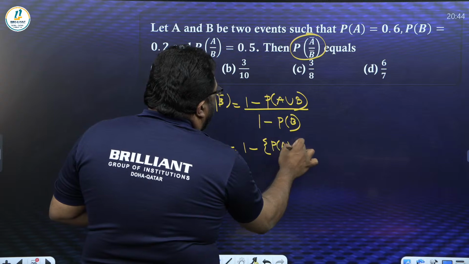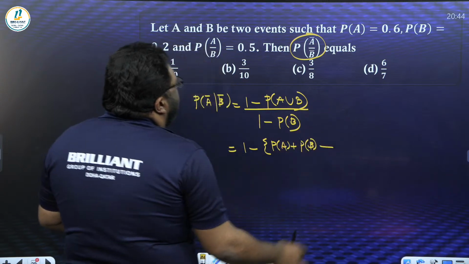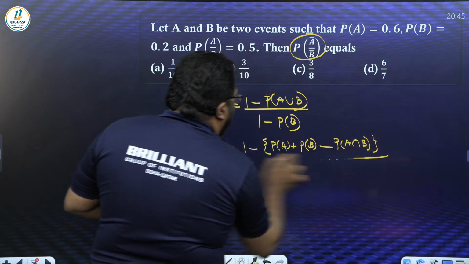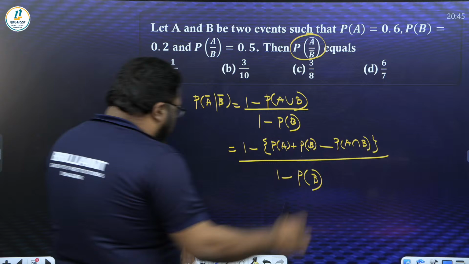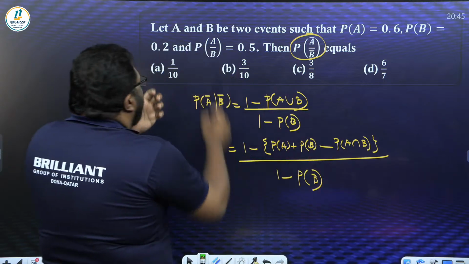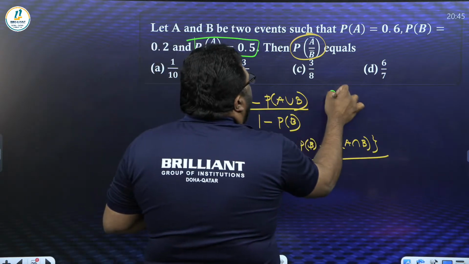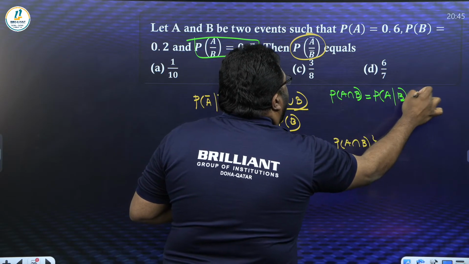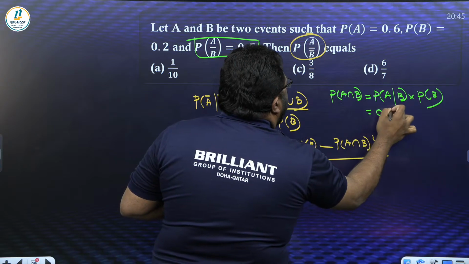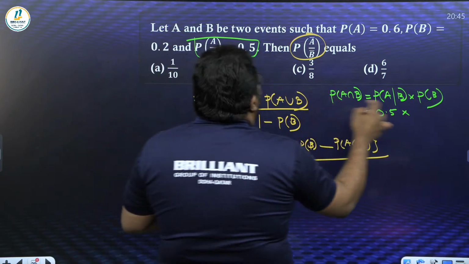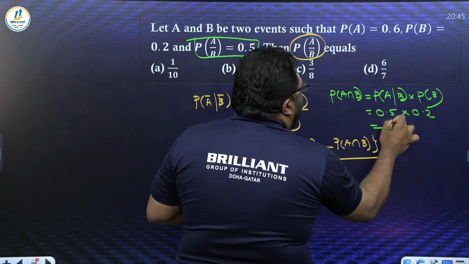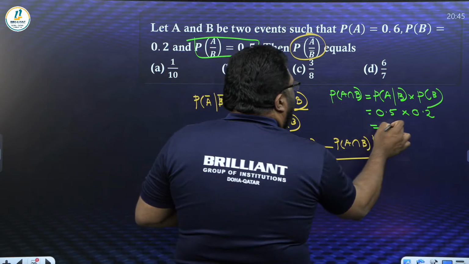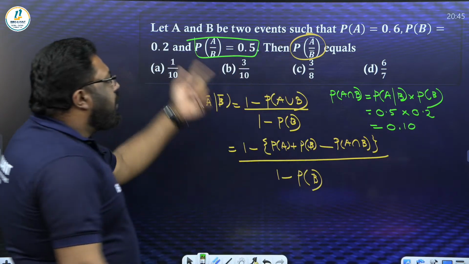P of A union B, again addition formula: P of A plus P of B minus P of A intersection B, which I have to calculate again, divided by 1 minus P of B. Please calculate A intersection B from the values given to you. P of A intersection B is P of A by B multiplied with P of B. A by B is 0.5, P of B is 0.2, so 0.5 times 0.2 is 0.10. Okay, substitute that over here.